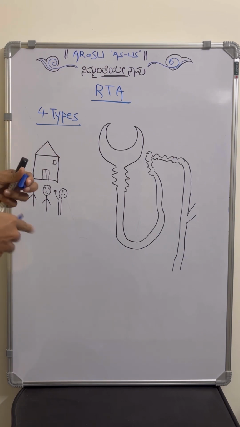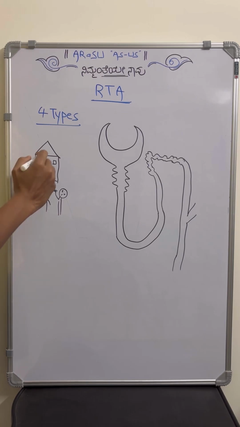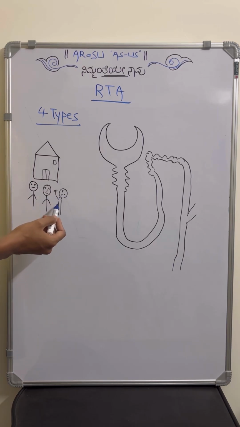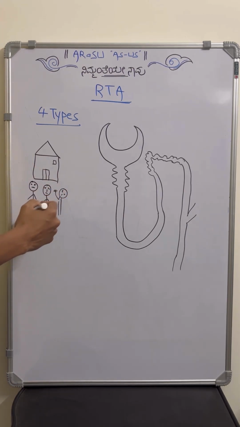We should look at it like a story of a hostel. So consider the nephron as a hostel, okay? And as we know, a few boys are there who will try to damage the hostel. Now what are these agents? What are these boys?